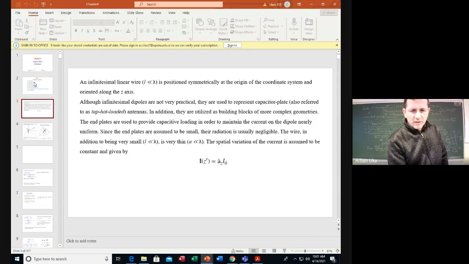As we said, the wire is very small, so the length of the antenna is much smaller than the wavelength. For gigahertz communication, the wavelength is something between 30 centimeters and 1 meter. If we want a larger wavelength, we want a smaller frequency, not in gigahertz but in the hundreds of megahertz, which makes it possible to have an infinitesimally small linear dipole, an infinitesimal dipole.